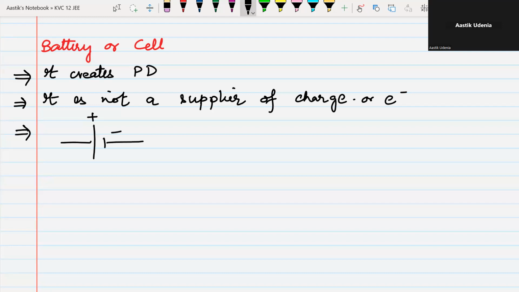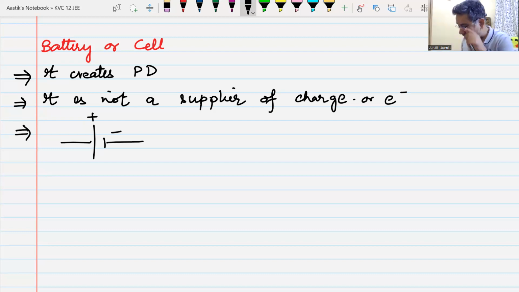Then this is the symbol of a battery. Everyone knows the symbol of a battery? Yes or no? Yes, sir. There is one big line and one small line. What does the big line stand for? Positive terminal. This big line stands for the positive terminal, and the smaller line stands for the negative terminal.